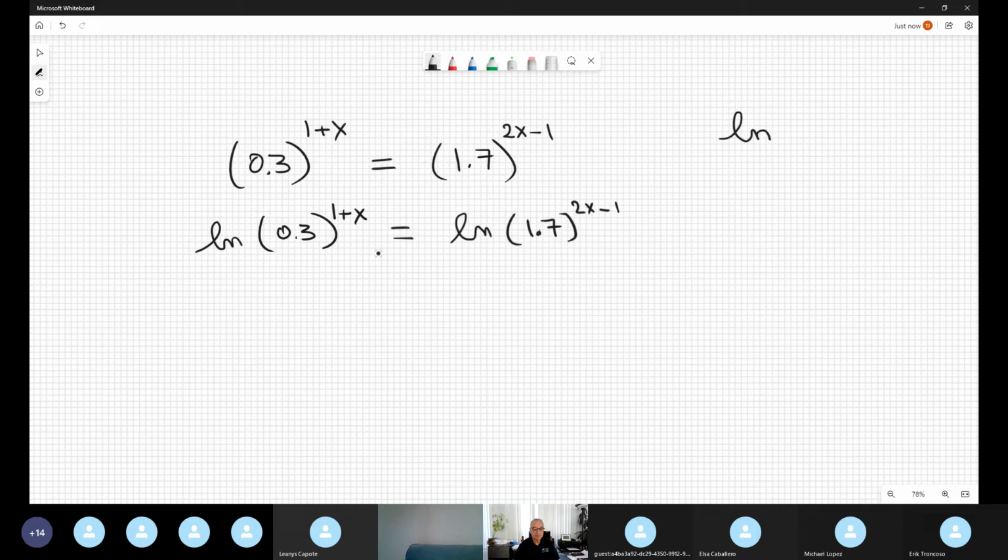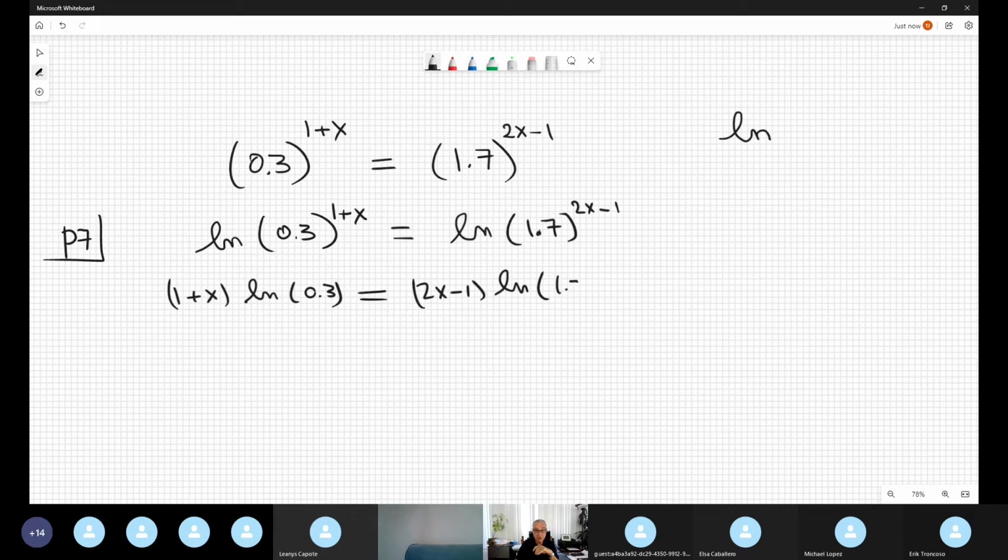Now apply the famous property 7. The exponent goes to the front. See, the exponent 1 plus x goes to the front. This is super important, guys: when you see a binomial, you put the parentheses. So you have logarithm of 0.3, and (2x minus 1) times the natural logarithm of 1.7.